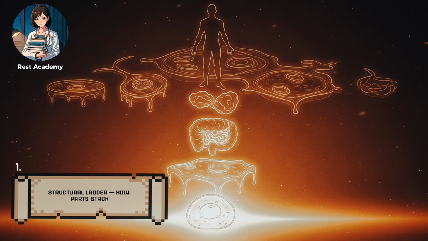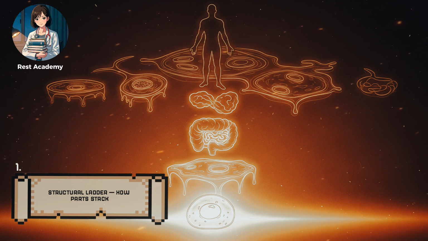You begin at the smallest living unit, the cell. A cell is a membrane-bound compartment that maintains its own internal chemistry while exchanging signals and materials with its surroundings. Cells differ in shape, tools, and duties, yet each must keep a stable interior and respond appropriately to change. One cell is capable, many cells cooperating are powerful.